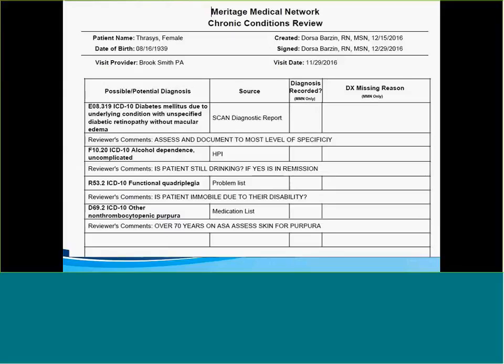The coder has noticed that someone has advanced RA or multiple sclerosis, and she asks, is the patient immobile due to their disability? And you either say yes or no. You're the boss, you're the doctor, and if it is the case, you code it, please. Finally, we will suggest to you senile purpura, which is non-thrombocytopenic purpura, and we'll suggest that diagnosis to you as a possibility for anybody who's over 70 on aspirin.